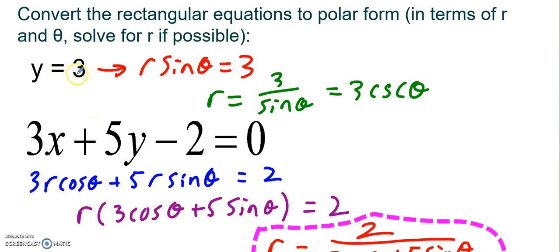All right, so y equals 3. First, let's actually think about this. What is y equals 3? That's a horizontal line. So that's a really, really simple equation in rectangular form. What does it look like in polar form?